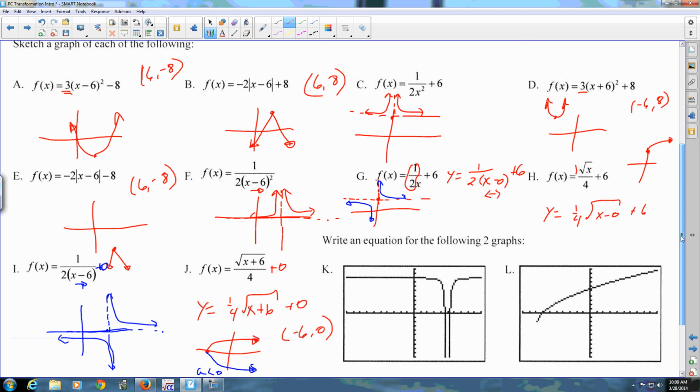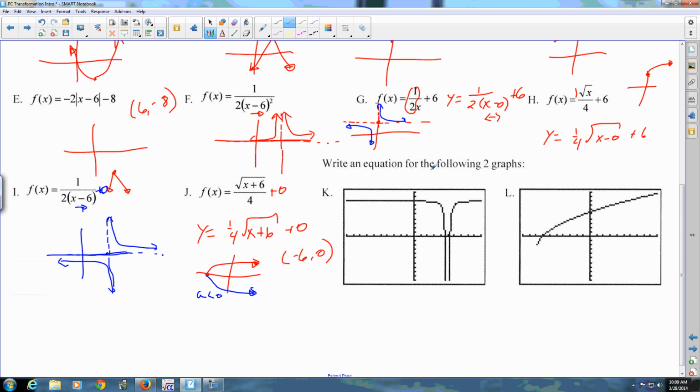Okay, last two things. Write the equation for the following two graphs. I'm intending these to be whole numbers, not fractional or anything like that. So for that starting point, I'm intending it to start at that whole number. I'm intending the vertical asymptote and the horizontal asymptote to be on those whole numbers. All right.